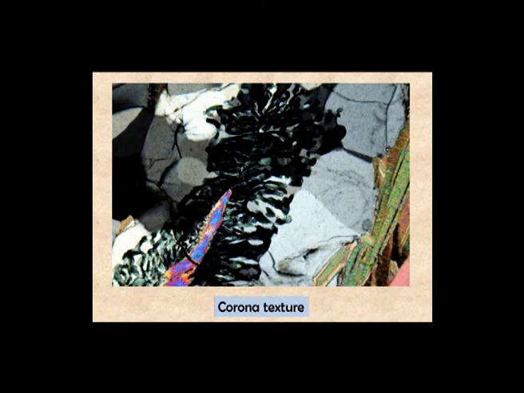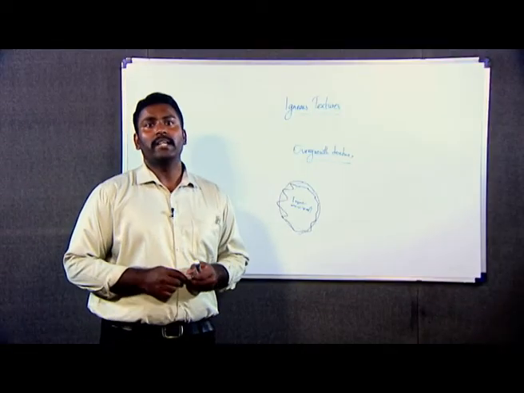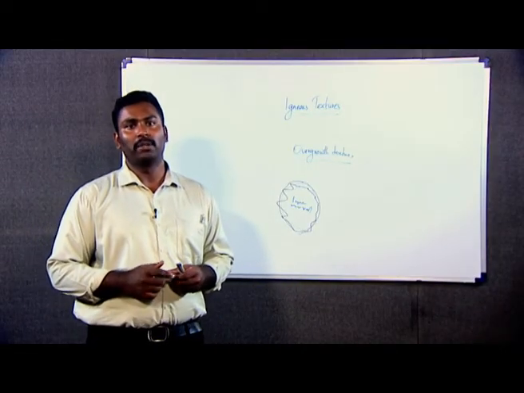Now this is a typical diagram which indicates the overgrowth corona texture, which means the sillimanite, which is seen as the needles, has been surrounded by the sapphire crystals. So it's a typical example of corona texture. Now the next important type of overgrowth texture is zoning.